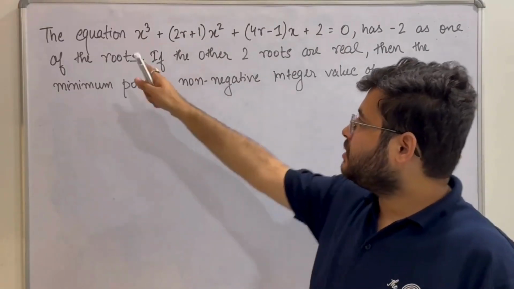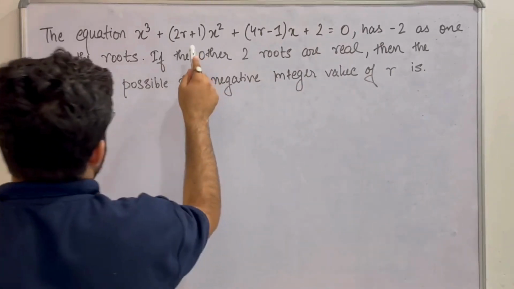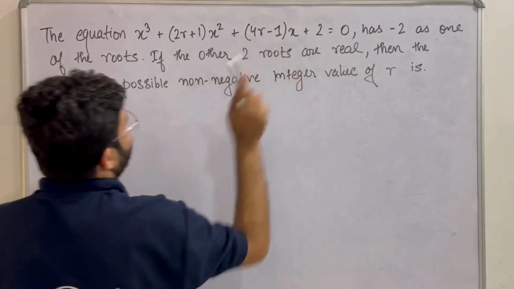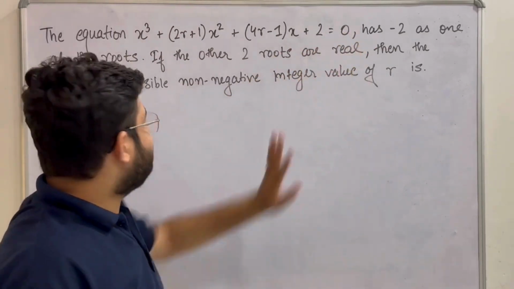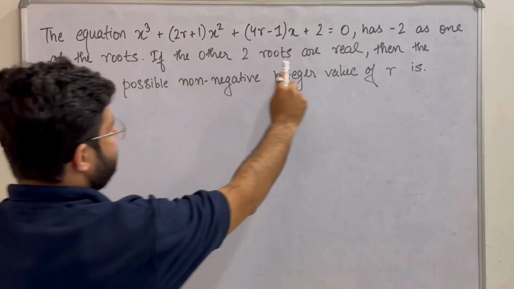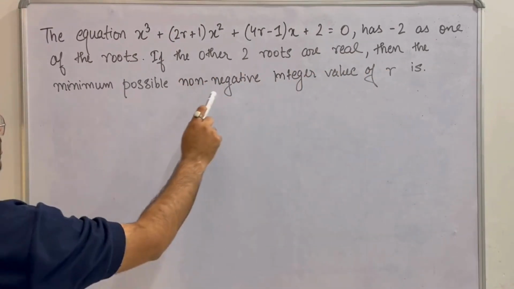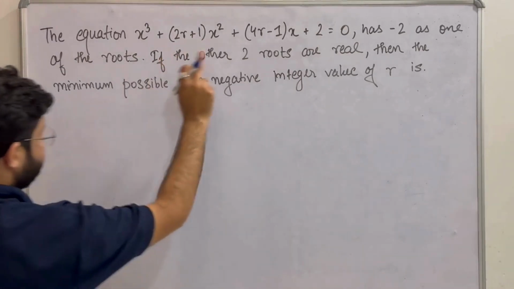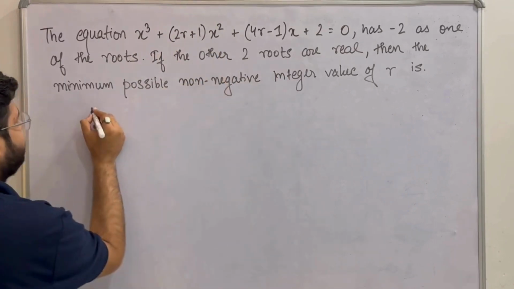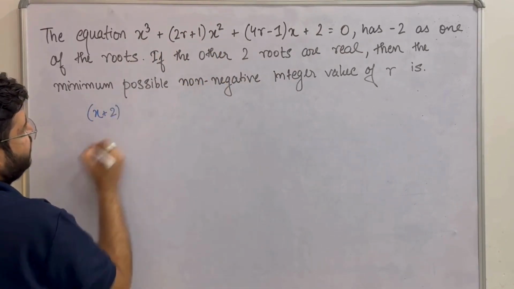Moving on to question 6. The equation x cube plus 2r plus 1 multiplied by x square plus 4r minus 1 multiplied by x plus 2 is equal to 0 has minus 2 as one of the roots. If the other two roots are real, then the minimum possible non-negative integer value of r is, right? So if it has been given that minus 2 is one of the roots, we can say that okay, x plus 2 is going to be a factor.